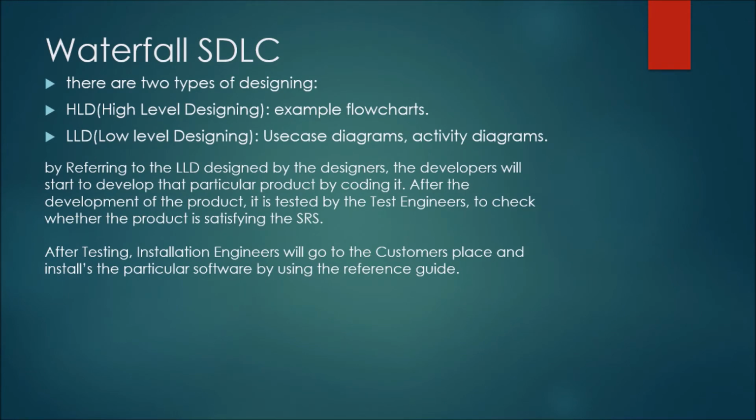But for SDLC, there are two types of designing. The first one is HLD, high level designing. An example is a flowchart. The second one is LLD, which means low level designing, for example use case diagram and activity diagram. By referring to the LLD designed by the designer, the developer will start to develop that particular product by coding it. After the development of the product, it is tested by the engineer to check whether the product satisfies the CRS. After testing, an installation engineer will go to the customer's place and install the particular software by using the reference guide. So that's all.